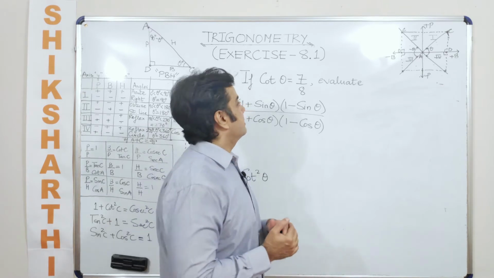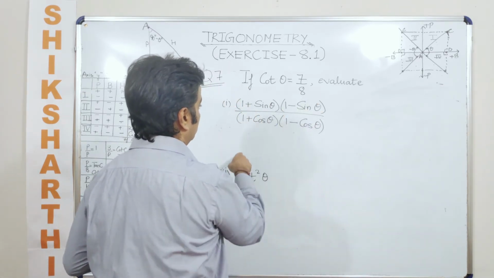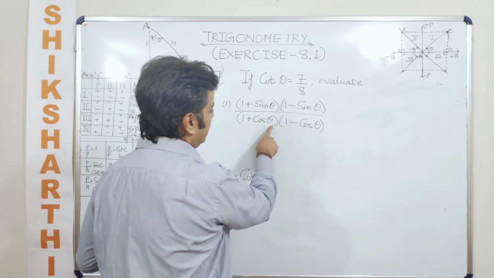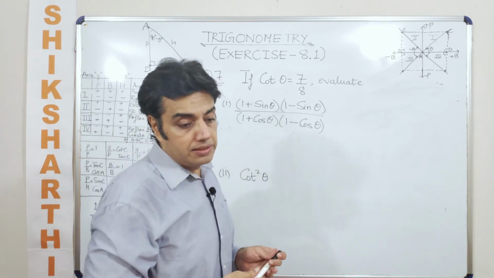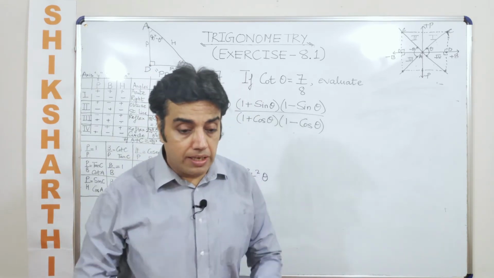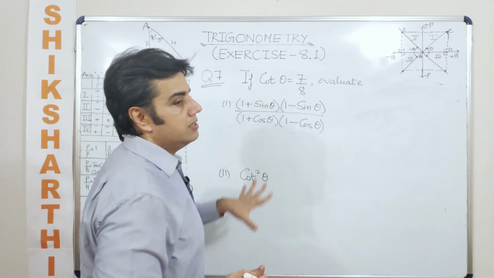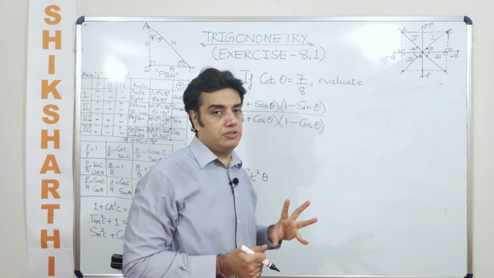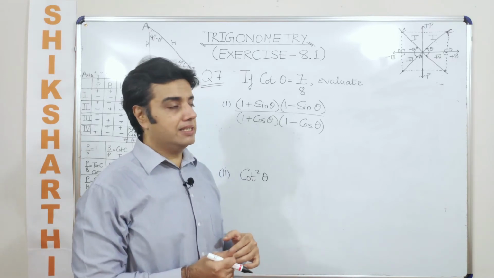Question number 7 says, if cot theta is equal to 7 by 8, then you need to evaluate these two. The first is (1 plus sin theta) into (1 minus sin theta) divided by (1 plus cos theta) into (1 minus cos theta). And the second one that you need to evaluate here is cot square theta. Now talking about this question, there are many ways of attempting this question, but I would start off with the basic way first, and maybe if other ways are also to be discussed, we will talk about them simultaneously.